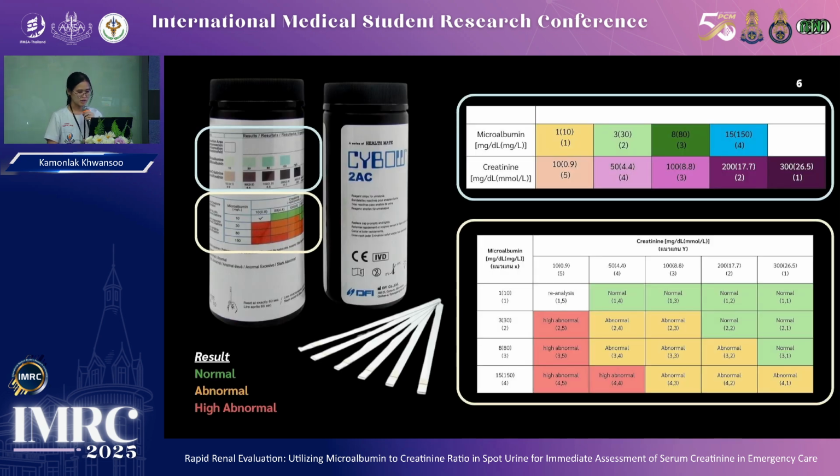This image shows the device used for testing, the Cybo 2AC urine dipstick. Each dipstick contains 2 color pads. One indicates microalbumin and one indicates creatinine. The colors are compared to the reference chart on the container to determine urine microalbumin and creatinine level.